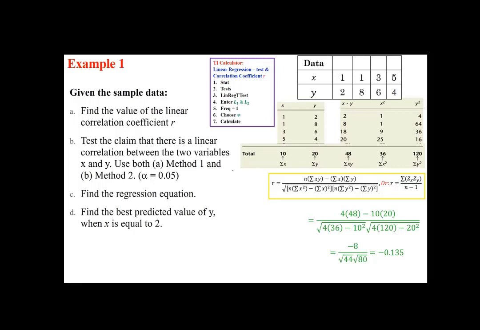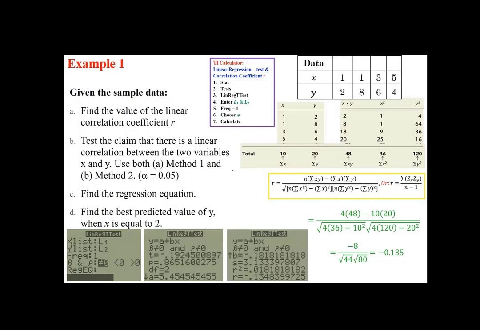Just in case, if we were to look at the process and we don't want to do it by hand, what happens? You put it into a calculator, L1 and L2, and you have to do the linear regression test. So this will actually answer every part with the exception of D. First and foremost, notice that the p-value is 0.86, which is larger than alpha 0.05. Don't reject H0. That means there is no correlation.